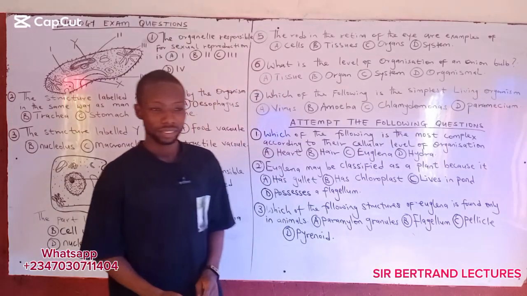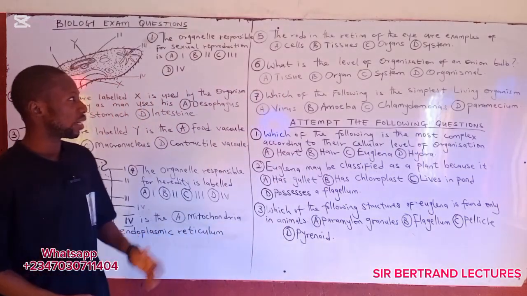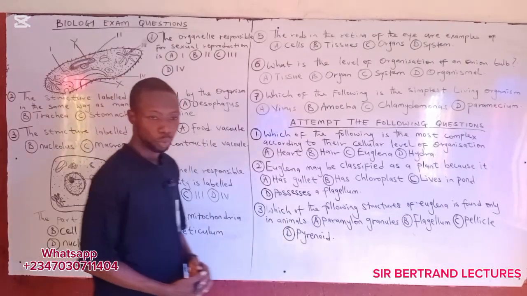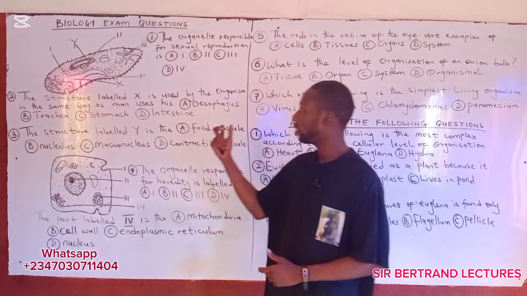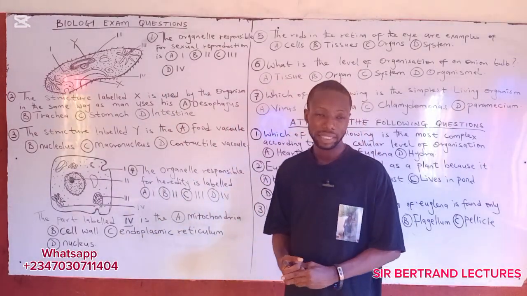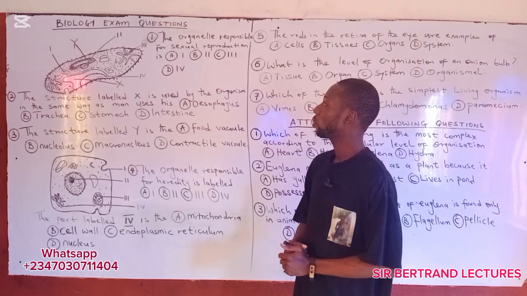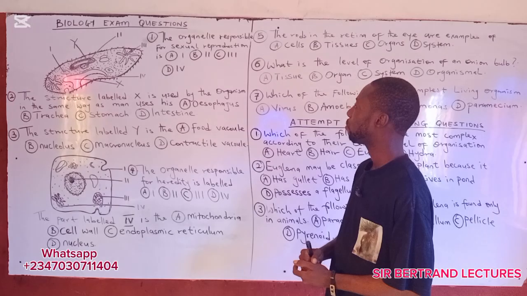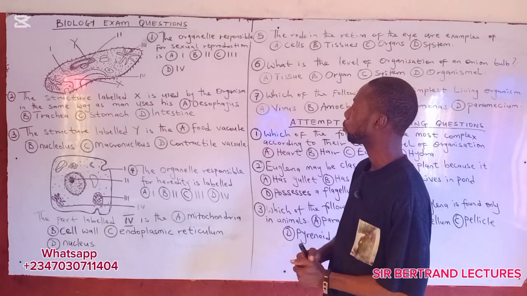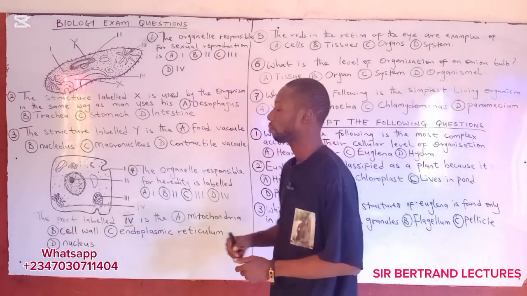Hello students, today we are going to look at this exam question on the whiteboard. This is a biology JAMB exam question. Question number one: we have the organelle responsible for sexual reproduction.